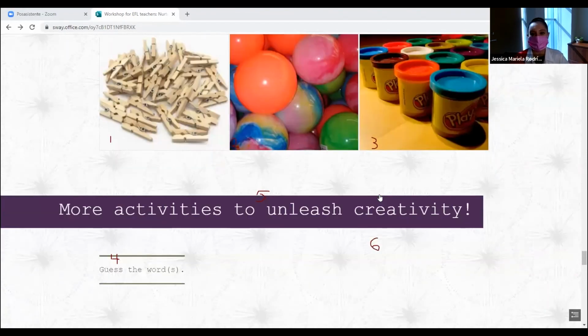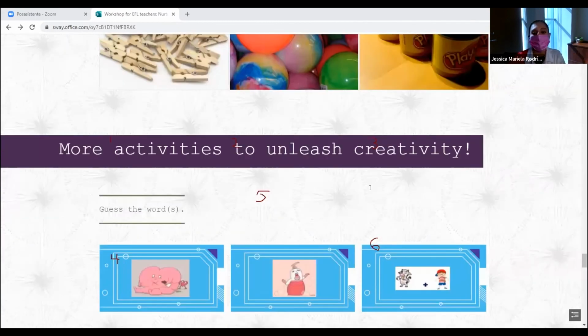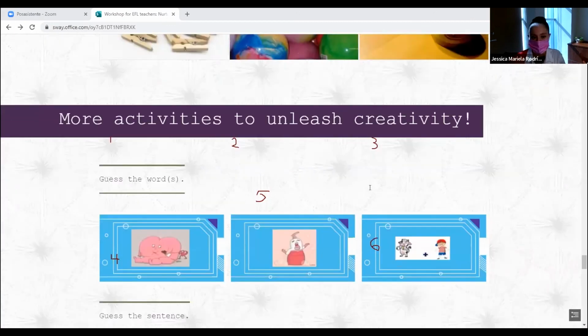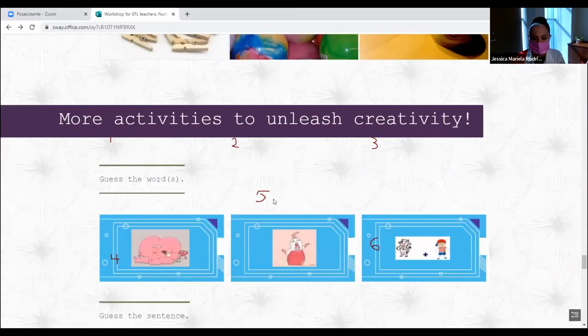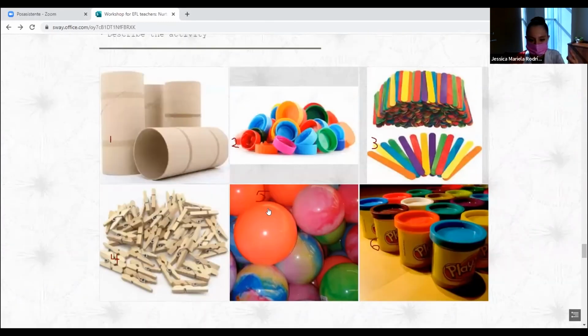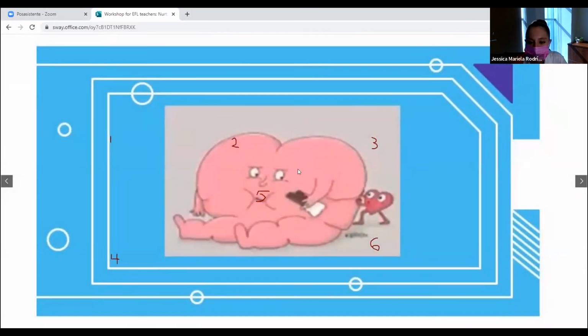Let me tell you that last year in the pandemic, I attended a virtual congress for English teachers, and one of the workshops was about creativity. So I took some information from this workshop, and I would like to share it with you. Here we have more activities to unleash creativity. For example, here we have this picture.